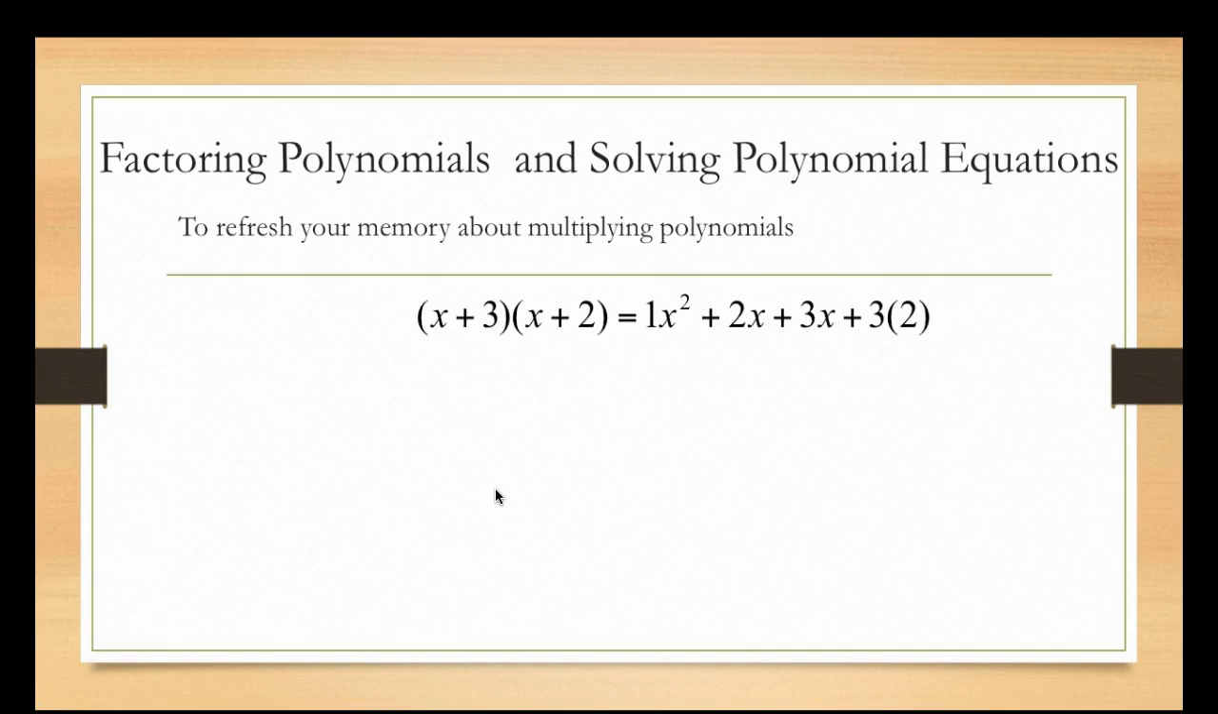So to refresh our memory about multiplying polynomials, when you multiply two binomials, you FOIL. And FOIL, remember, stands for first terms, outer terms, inner terms, and then the last terms. So x times x is x squared. x times 2, 2x. x times 3, 3x. And then 3 times 2, 6. When you combine like terms in the middle, we get this quadratic.